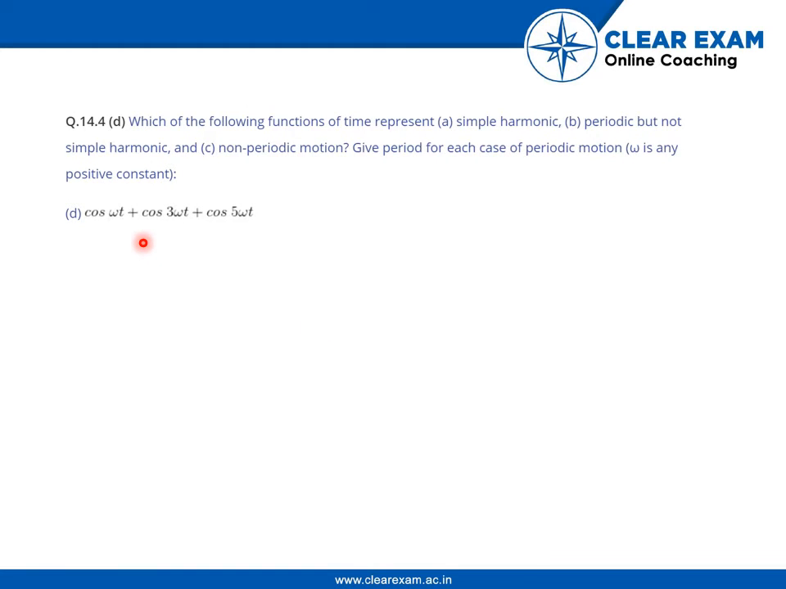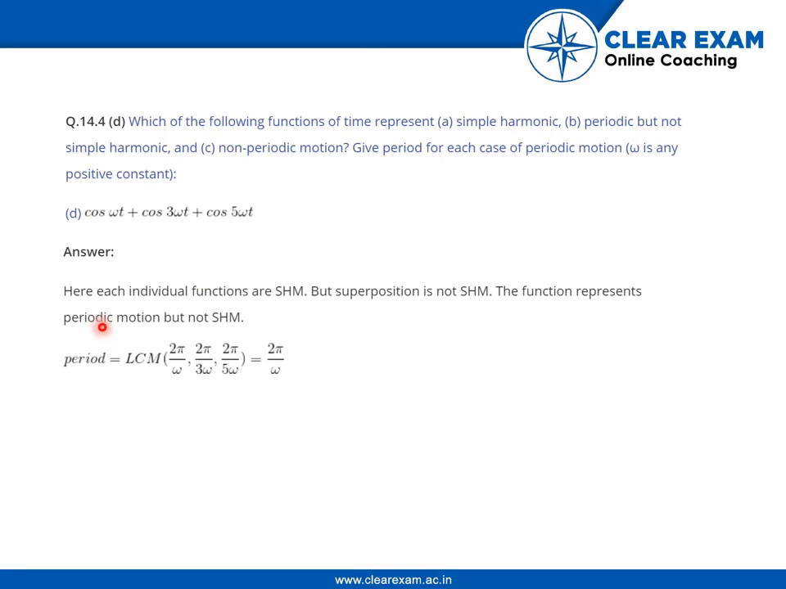And then comes cos omega t plus cos 3 omega t plus cos 5 omega t. Here each individual function is SHM, but the superposition is not SHM. The function represents periodic motion but not SHM. The period is the LCM of these three terms, that is 2 pi by omega, 2 pi by 3 omega, and 2 pi by 5 omega. So it is coming out to be 2 pi by omega.